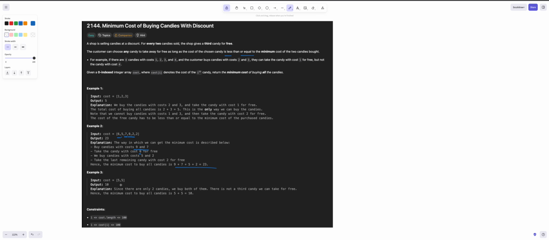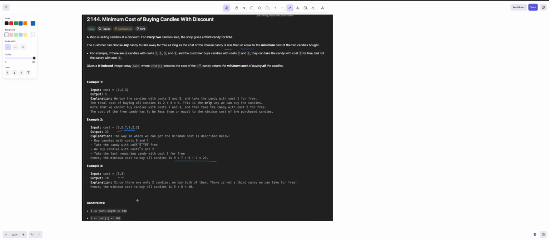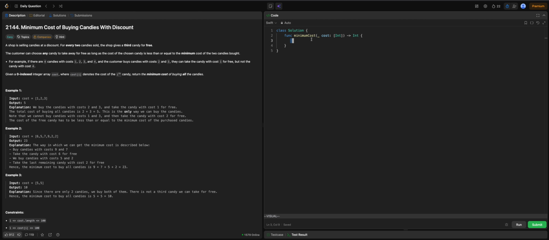And what if only 2 items, only 2 candies in here, so we cannot take away anything. Alright, I think that's a pretty standard Leetcode greedy algorithm. Easy question because the constraint of the cost range is from 1 to 100, and the cost is within 1 and 100. I think we can solve it easily by using the greedy algorithm.